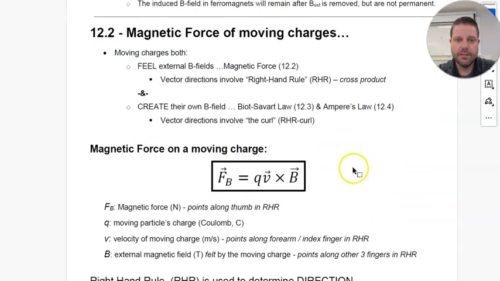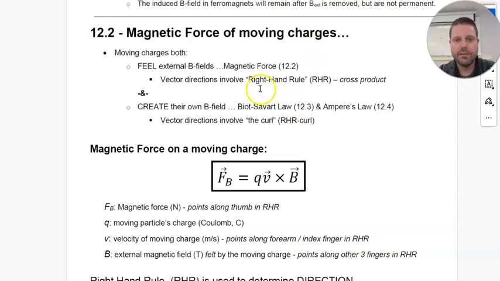12.2 is where we're really going to get into the meat of AP Physics C in the exam. So we are going to be using the rest of this Unit 12 quite a bit. So the first thing is going to be magnetic force on moving charges, and then the next thing we would do is the magnetic force on the moving charges within a wire that we would define as current, so the magnetic force on current.